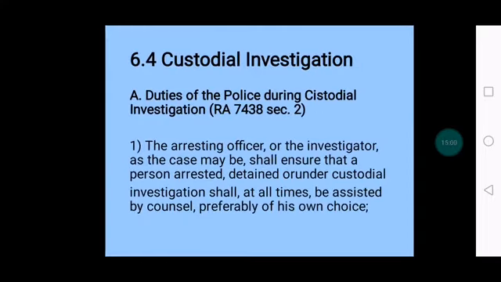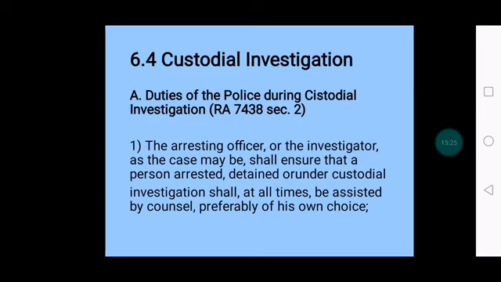6.4 Custodial Investigation. Custodial investigation refers to the investigation conducted by law enforcement immediately after arrest for the commission of an offense. So letter A, duties of police during custodial investigation.